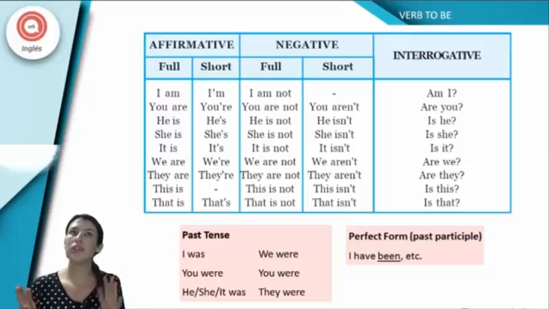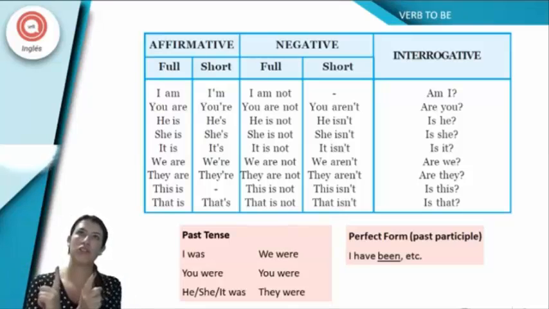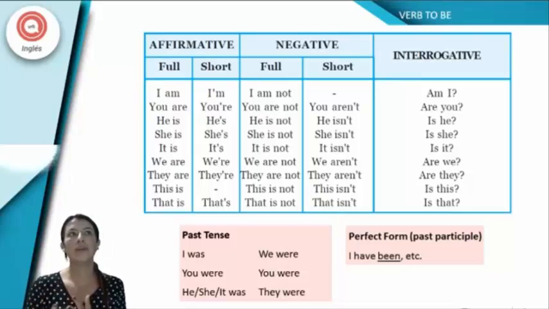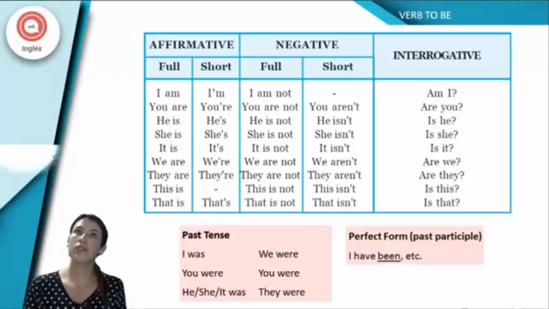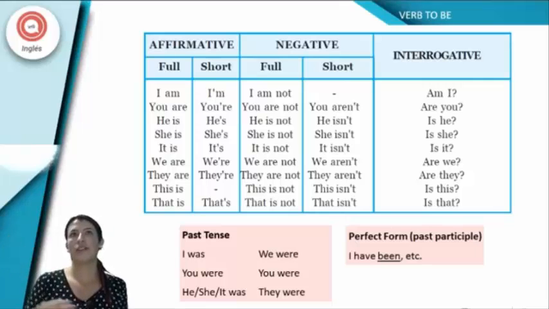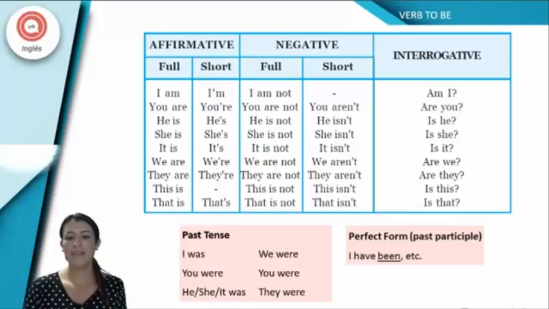So every time you're going to make a question with the verb to be, you have to change positions. If it was affirmative, you will say, I am Elizabeth Cruz, for example. But if I was going to make a question, I will have to say, am I Elizabeth Cruz? You see? So we have to change the position between verb to be and the subject of the questions, okay?